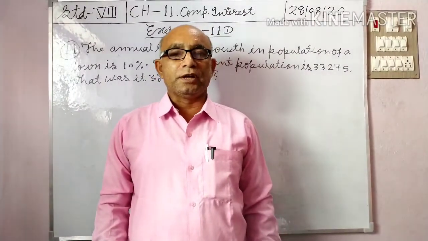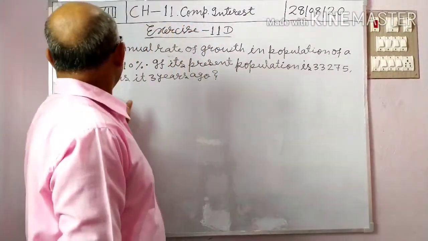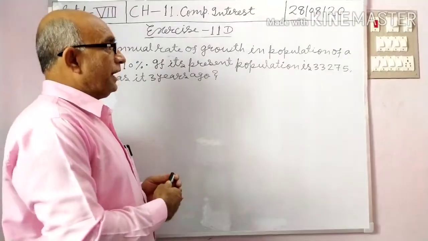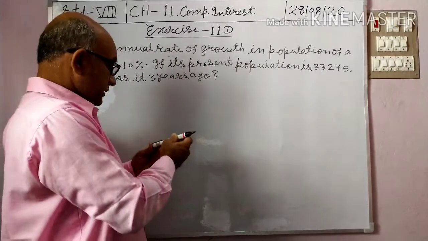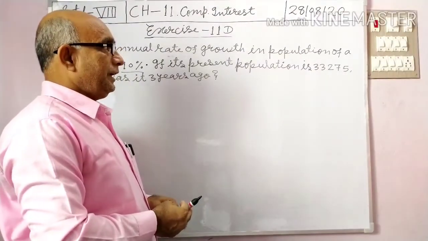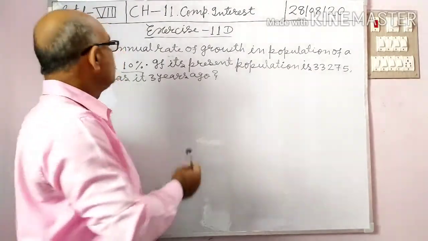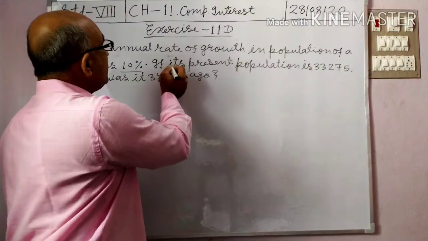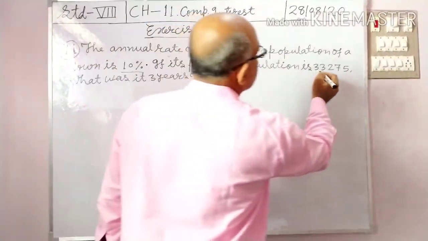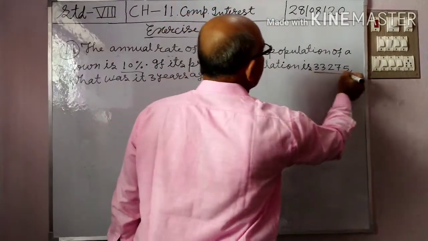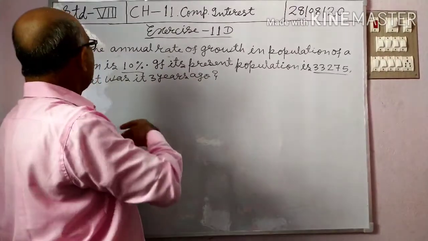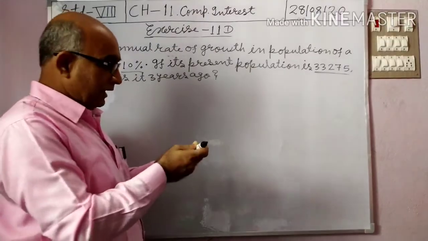Students, next question is question number 11. The annual rate of growth in population of a town is 10%. If its present population is 33,275, what was it 3 years ago?